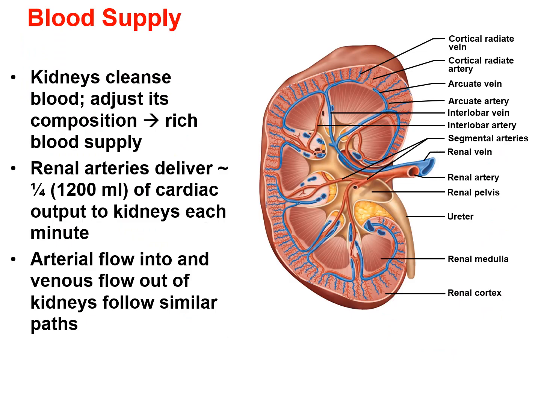If you know that your kidneys are going to filter the blood, it should come as no surprise that you are going to have an incredibly rich blood supply to your kidneys and then draining away from your kidneys. You have renal arteries, and these renal arteries are going to deliver about 25% of the cardiac output each minute. So these are going to be very, very vascularized organs.